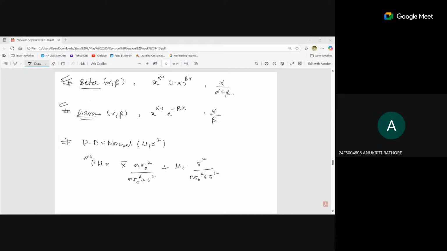Ma'am, for beta, sir also introduced many formulas, so I got confused about which is the correct one that can be used in most of the questions. Like when beta and alpha are equal to 1, there was another formula like alpha minus 1, or alpha plus W by alpha plus beta. So that's just, he has taken the examples, right?